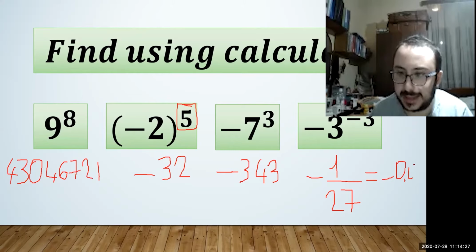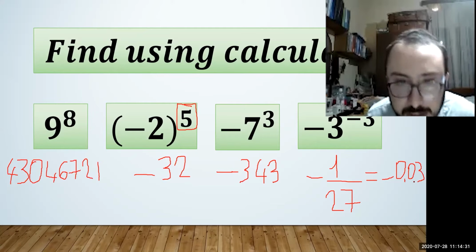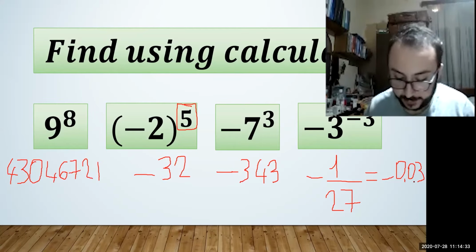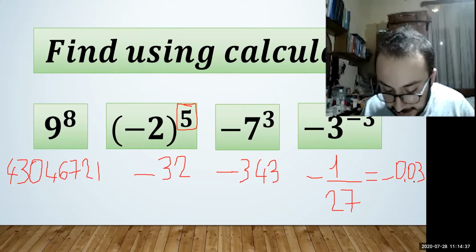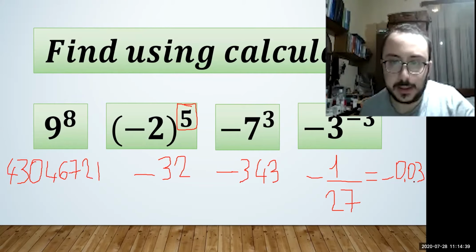Okay, so the SD button switches from fraction to decimal. In case you need a fraction, you can get it. In case you need a decimal, you can get it.